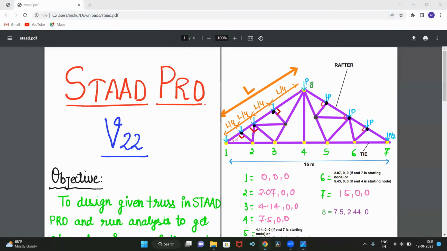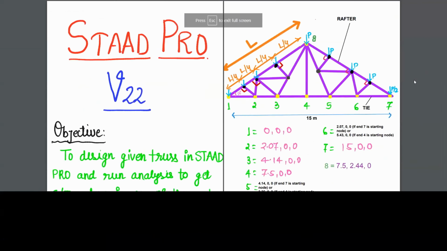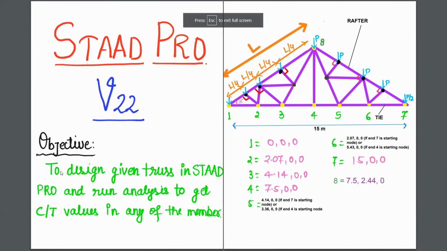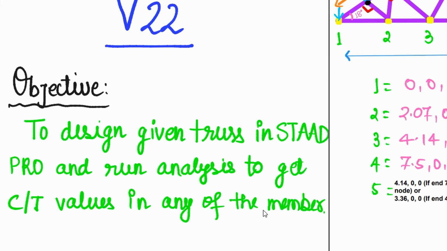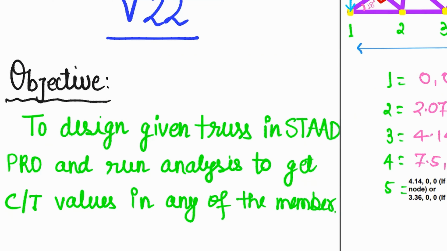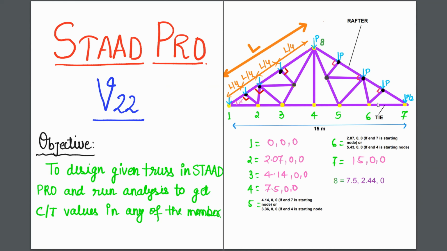So let us move to the objective of today's class. The objective is to design the given truss in Staad Pro and run analysis to get compression and tension values in any of the members. This is our given truss. In this truss, these P, P, P are the loads, and at the end the load is P by 2. In this way, the dead load and live load will be acting on this truss. When we apply these loads in Staad Pro and design this truss, we will be able to get the compression and tension values in each member of this truss, and that is our objective.